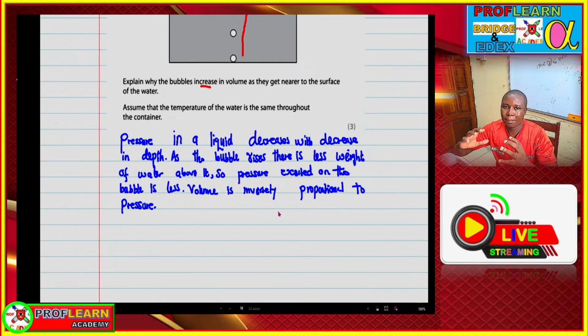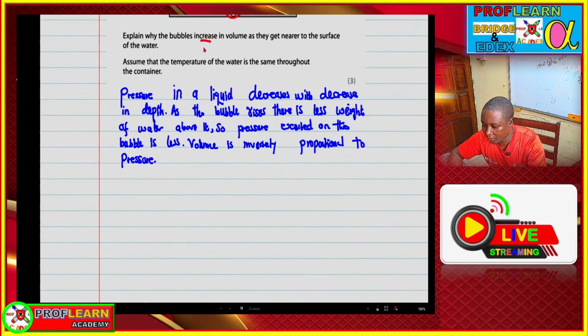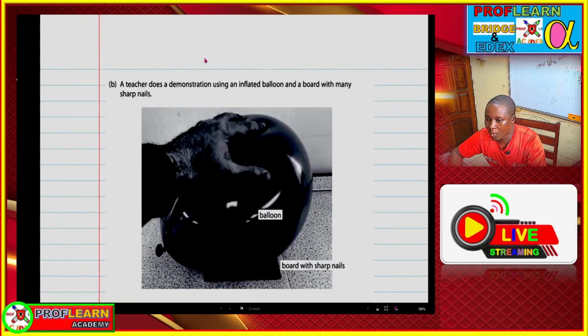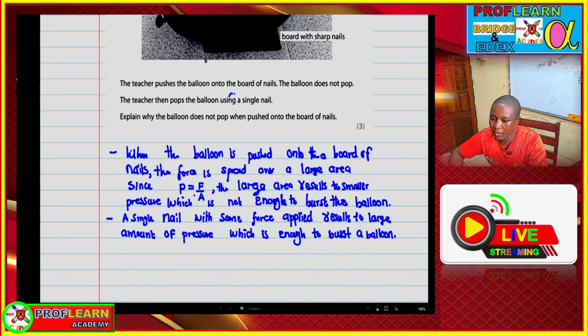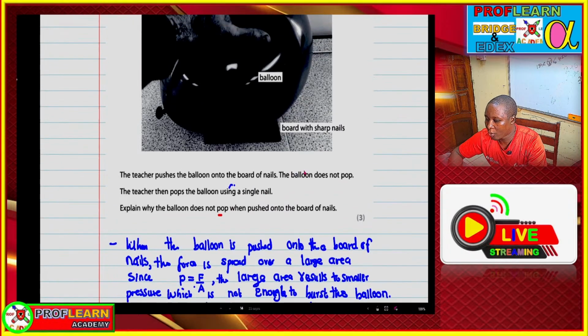If you apply greater pressure, a balloon will become smaller. So that's why at this lower end there is high pressure, so the volume becomes smaller. At this upper end, pressure is less, so there will be larger volume because it will be compressed with a small force. So basically that's what I wanted us to look at, and then we have explained why the balloon does not pop when pushed on a board of nails.